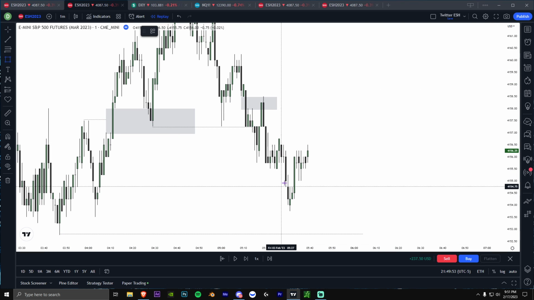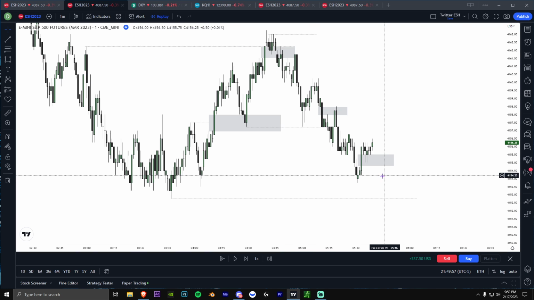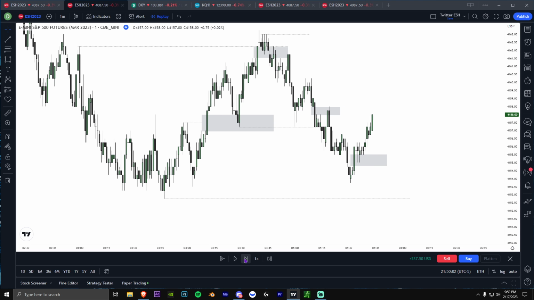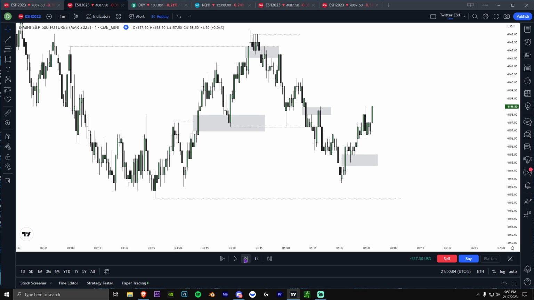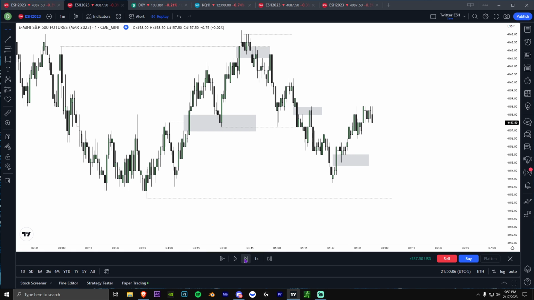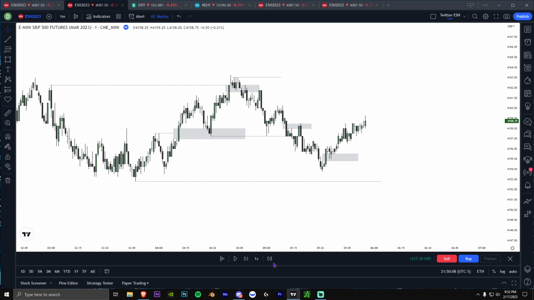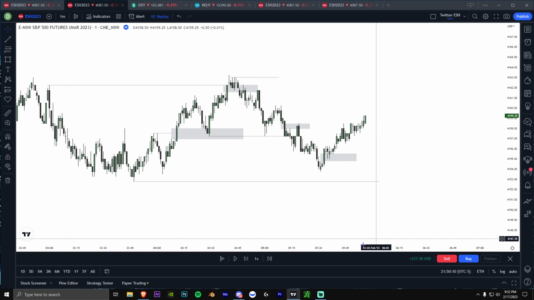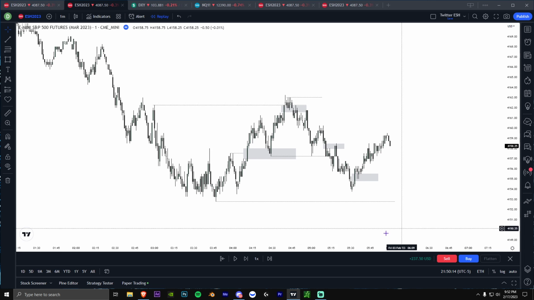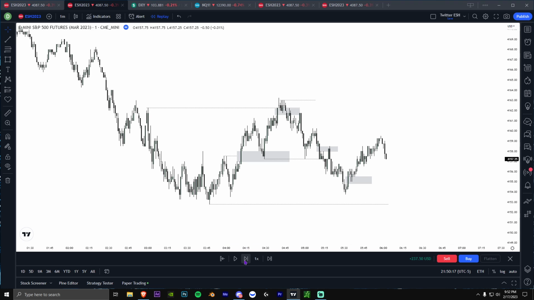Okay, so I probably would not have taken this entry, but that does look bullish now as long as we hold that. I just realized I'm doing this, this is 6 o'clock. This is not a good time to trade. I didn't even realize that.